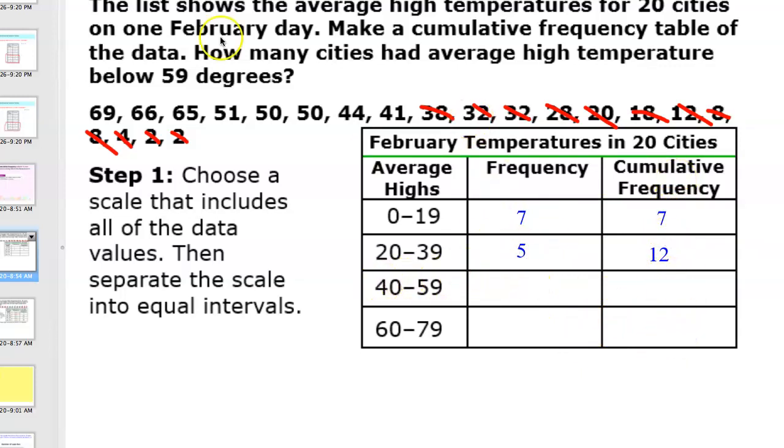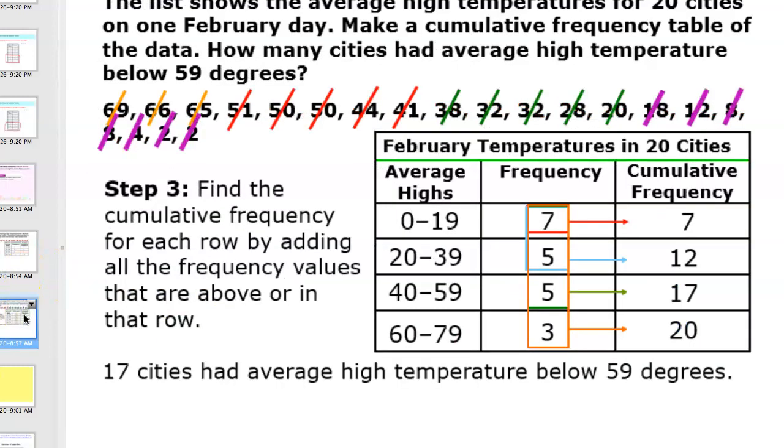Now from 40 to 59. 1, 2, 3, 4, 5. There are 5 temperatures between 40 and 59. Now we have to do 12 plus 5, which is 17. Then 60 to 79. 1, 2, 3. And you add 17 plus 3 more temperatures. At the end, you should have the total amount of temperatures. And it says there's 20 cities. There are 20 here. Okay?